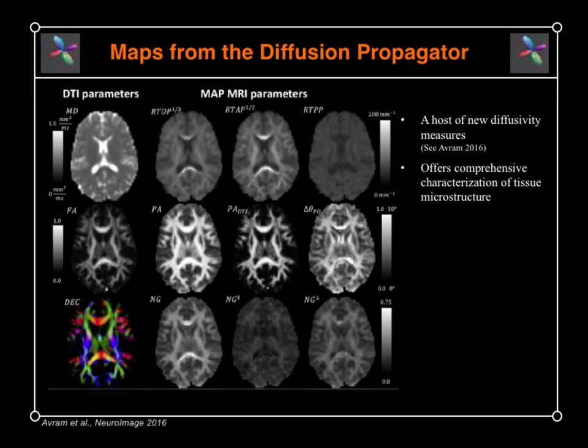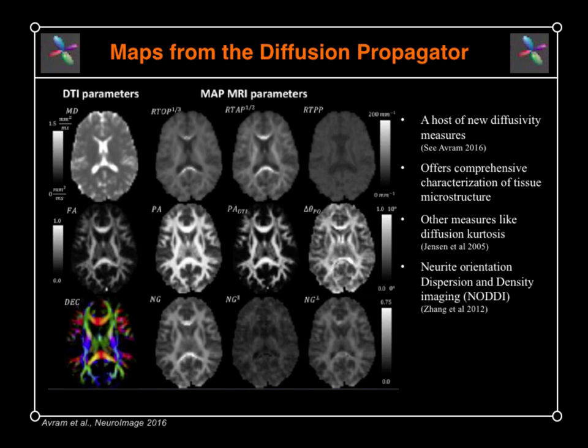Now, beyond this, there are other methods like diffusion kurtosis imaging, and there's also another method called NODDI, which stands for Neurite Orientation Dispersion and Density Imaging. Now, all of these are, at the heart of it, diffusion imaging, but you need to make some changes in the sequence and so on to be able to actually acquire some of these to generate some of these maps.